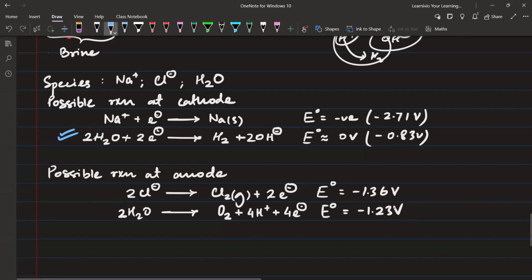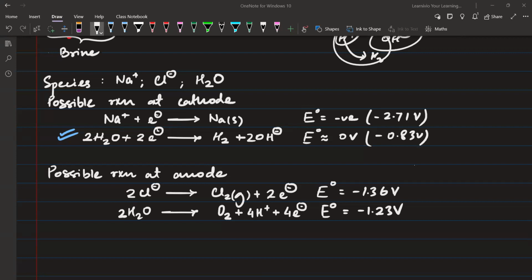Let us repeat this once again. Between chlorine negative and water, whose oxidation is easier, Rishita and Zaina? Whose oxidation is easier according to the values of electrode potential? H2O. Yes, H2O is easier. Okay, remember that.